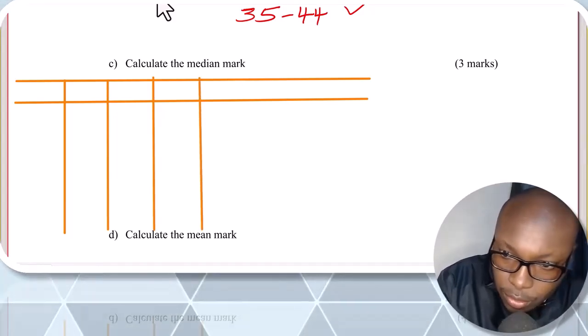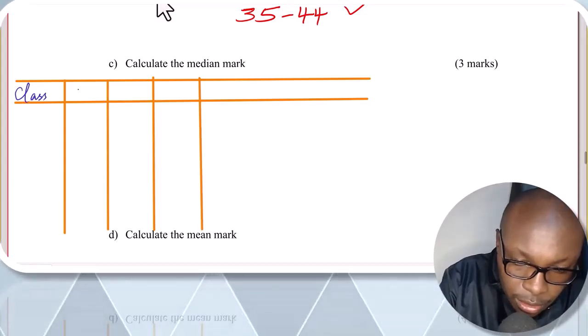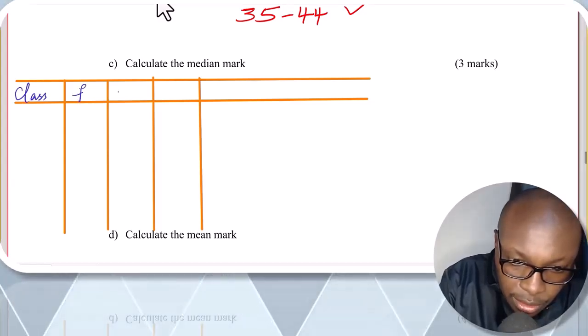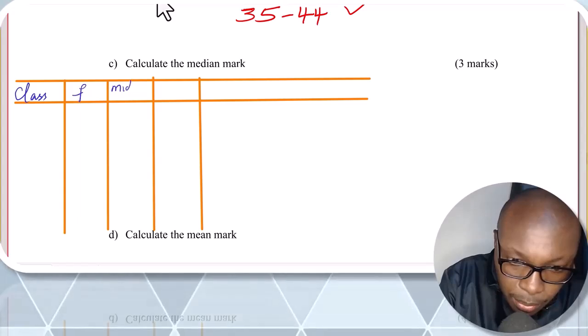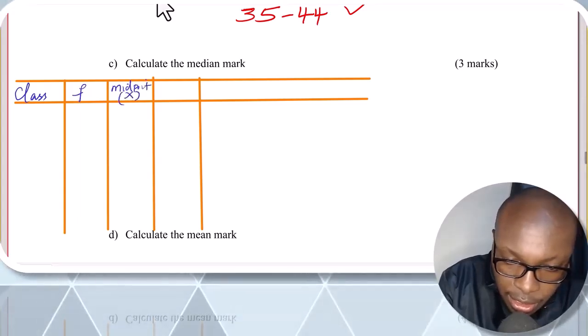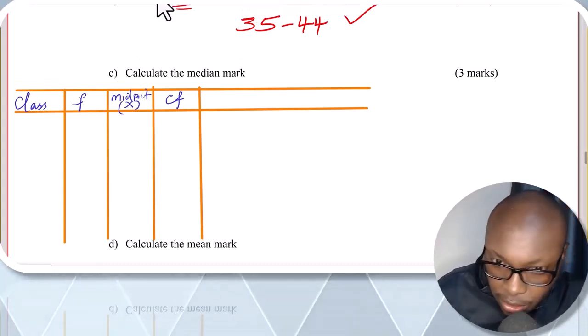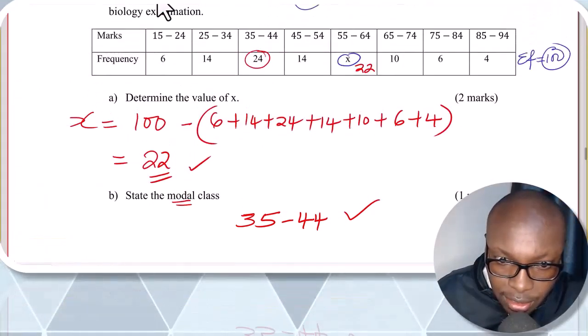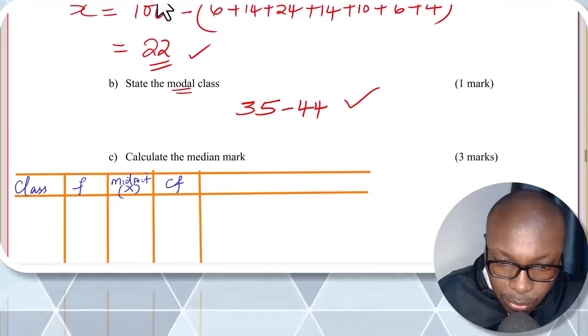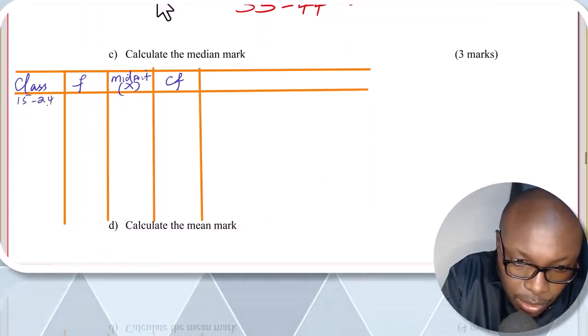So that is the table. I'll have the class here, and then I will need the frequency, and then I will need the midpoint, which is x, and then I'll also require the cumulative frequency. So the classes, I can see the class size is 10. So the first one is 15 to 24. The other one is 25 to 34.